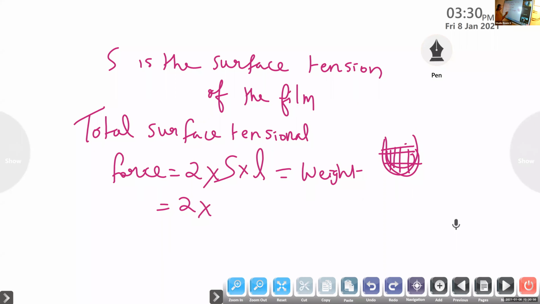And this is actually equal to the force pulled by the slider, that is weight. 2 into S into length, which is given to you in centimeter, 30 centimeter. So you have to convert it into meter. 1 meter is 100 centimeters. So 30 centimeter is equal to 0.3 meter, and weight is given as 1.5 into 10 to the power of minus 2 Newton.